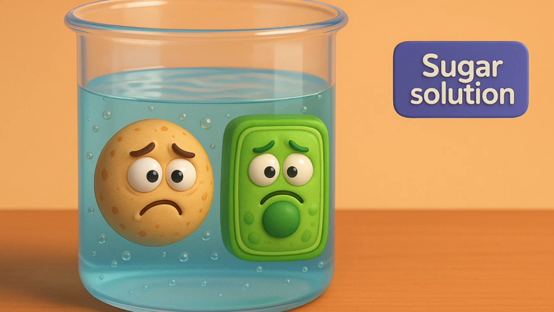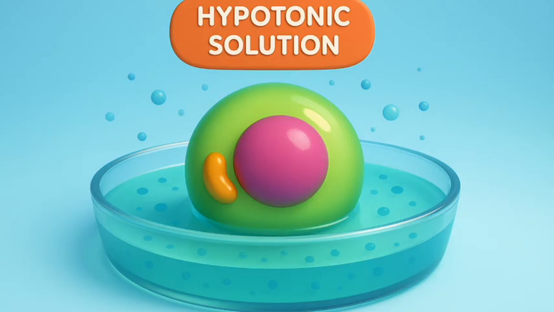What will happen if we put an animal cell or a plant cell into a solution of sugar or salt in water? One of the following three things could happen. 1. If the medium surrounding the cell has a higher water concentration than the cell, meaning that the outside solution is very dilute, the cell will gain water by osmosis. Such a solution is known as a hypotonic solution.